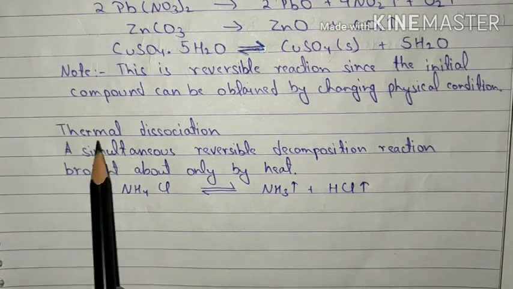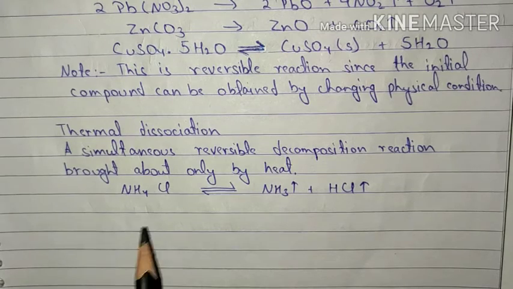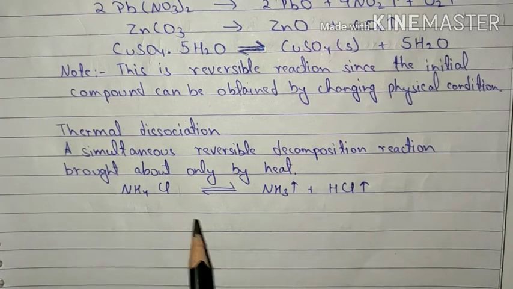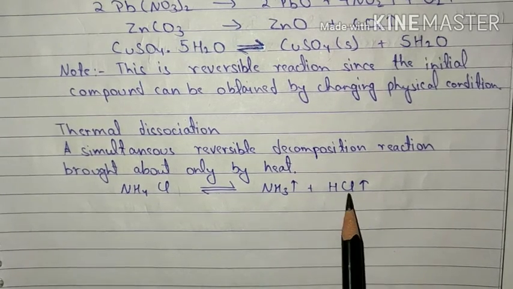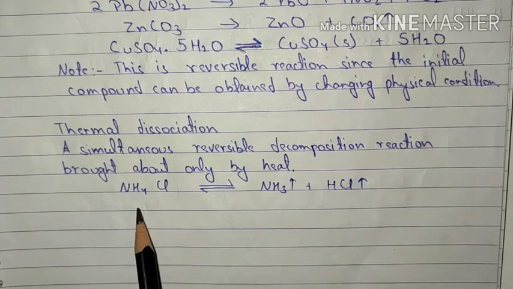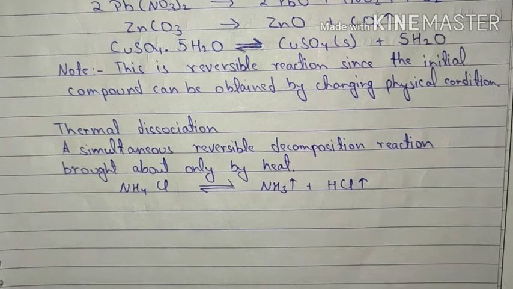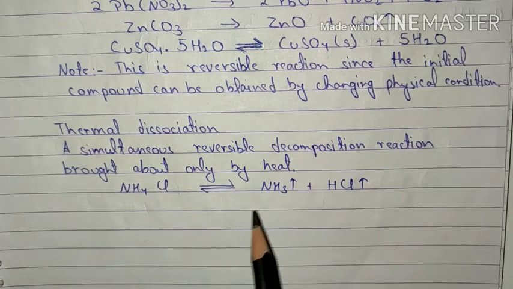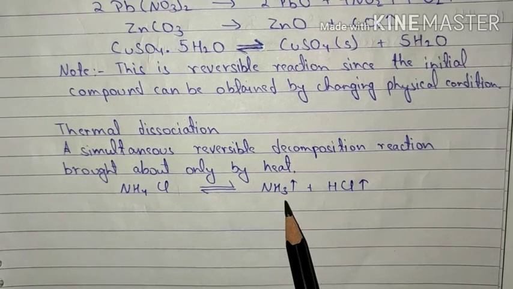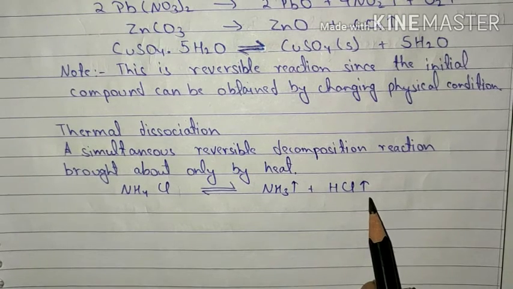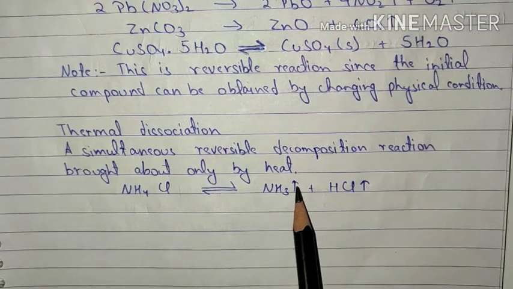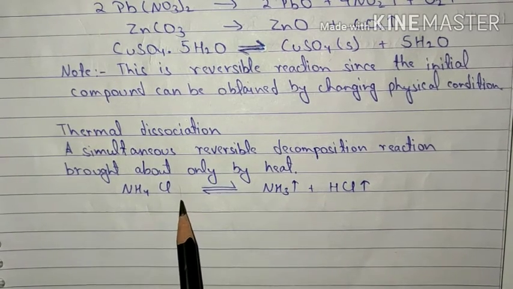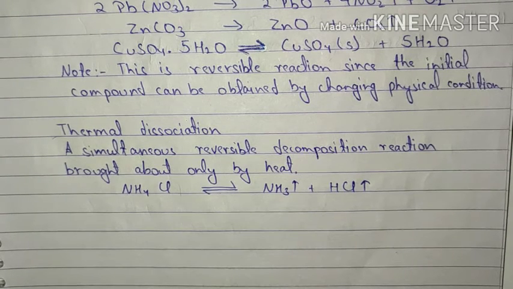However, what are we observing in thermal dissociation? That when we take any compound and heat it, it breaks down into two different compounds which on cooling again combine together to generate the previous compound. As you can see in this example, we have taken ammonium chloride which on heating broke down to give us ammonia and hydrogen chloride gas. However, on cooling it, what are we observing? That it gets converted back into ammonium chloride. This process is known as thermal dissociation.